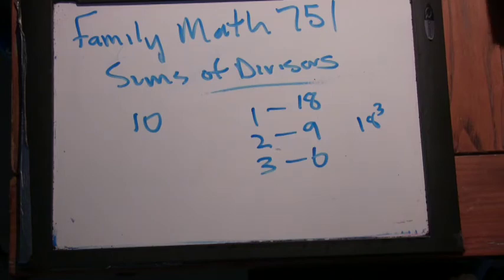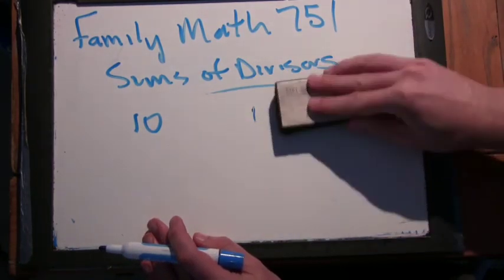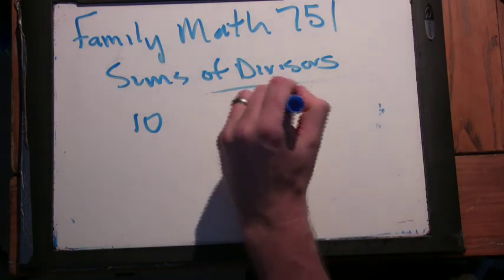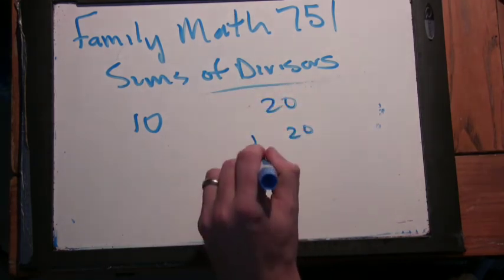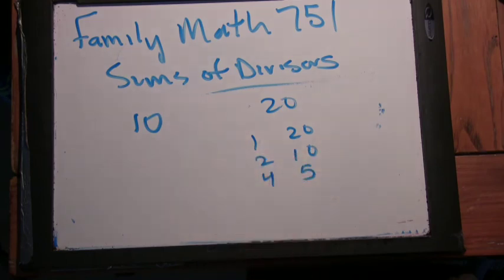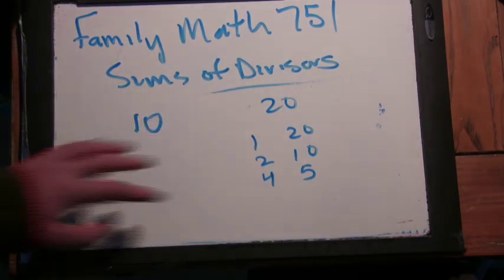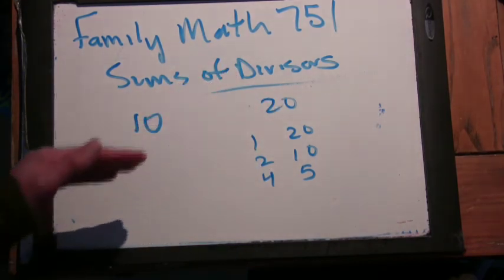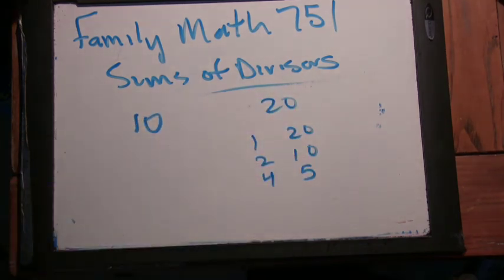Well, I think 20. So 1 and 20, 2 and 10, and 4 and 5. Alright, so there it looks like, again, we get a cube. But any number that isn't a square and has an odd number of rows when you write it like this is going to work and not be a square.